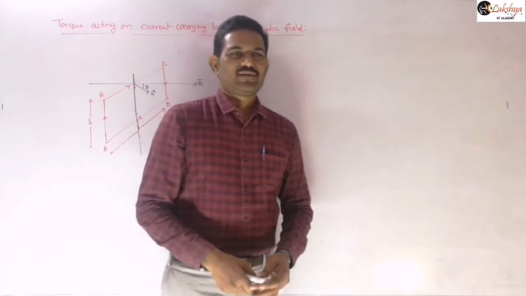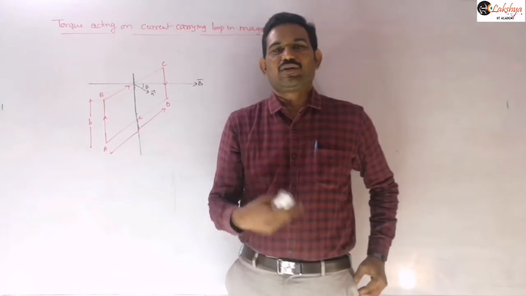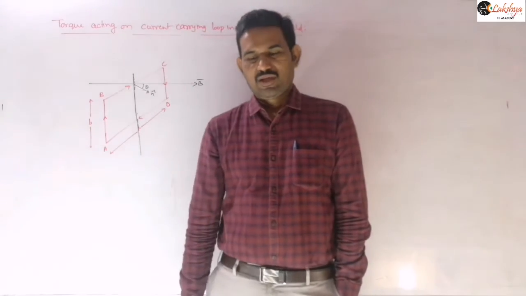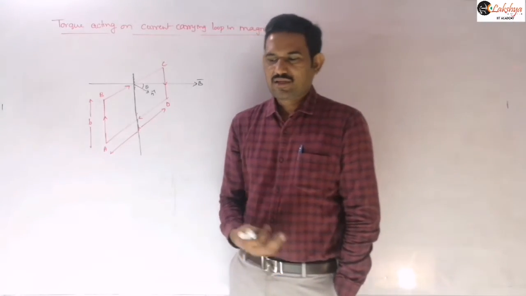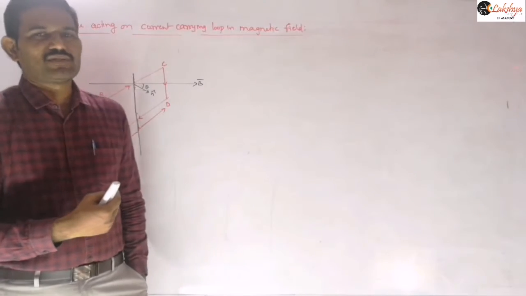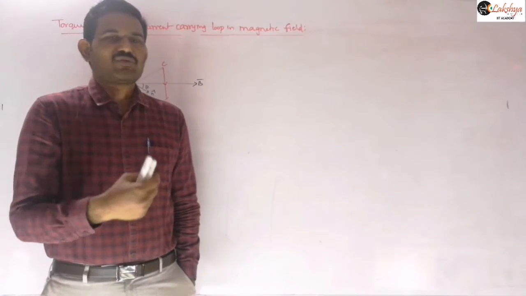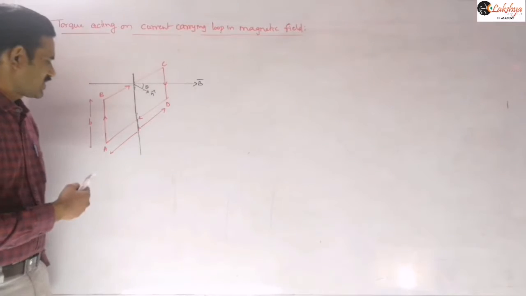So, in the previous classes, we discussed the force acting on a current carrying conductor placed in a magnetic field. Now, in today's class, let us see the torque acting on a current carrying loop when it is placed in a magnetic field. Whenever a current carrying loop is placed in a magnetic field, some torque acts on this current carrying coil. So now I am taking a rectangular coil.